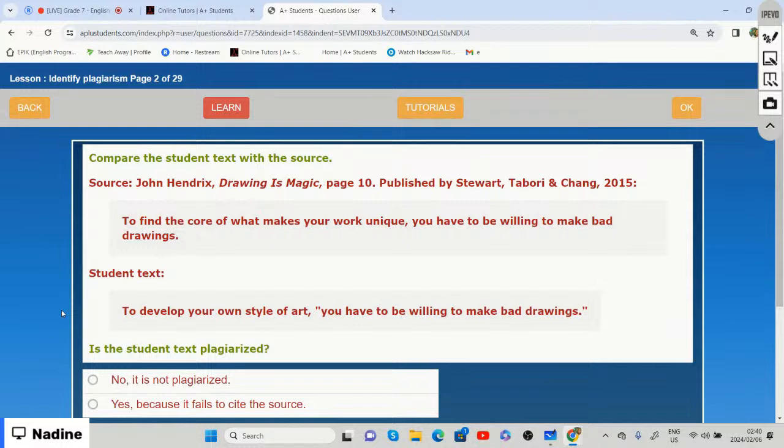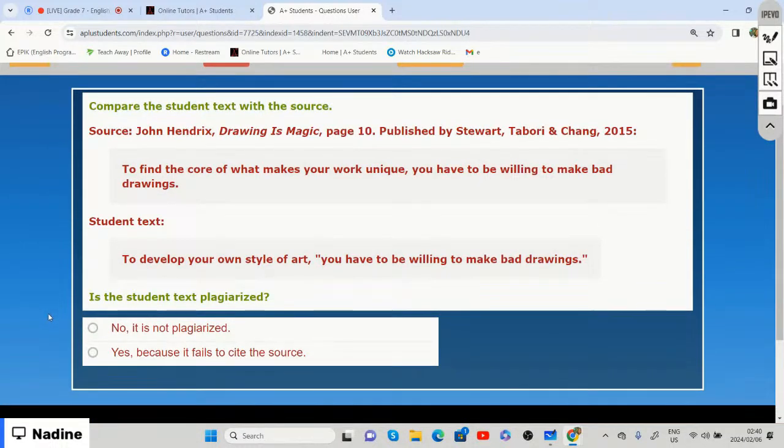And when it comes to, let's say, plagiarizing, then you're going to have to develop your own style of art and drawing and doing things. You're going to have to be willing to make a bad drawing before you get to a perfect one. So now they want to know if this is plagiarized or not.